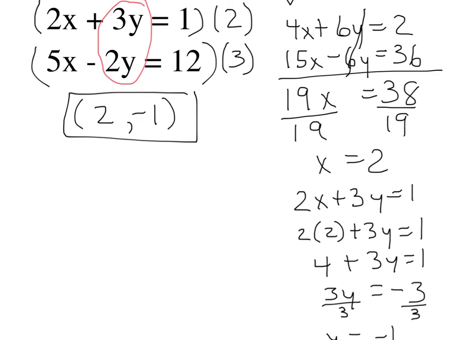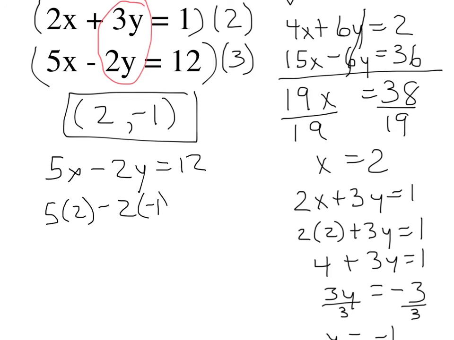We can check our answer by substituting those values into the equation that we didn't use to find x. So 5x minus 2y equals 12. Let's take 5 times 2 minus 2 times a negative 1. Does that equal 12? Does 10 plus 2 equal 12? Yes, it does. So that answer checks.